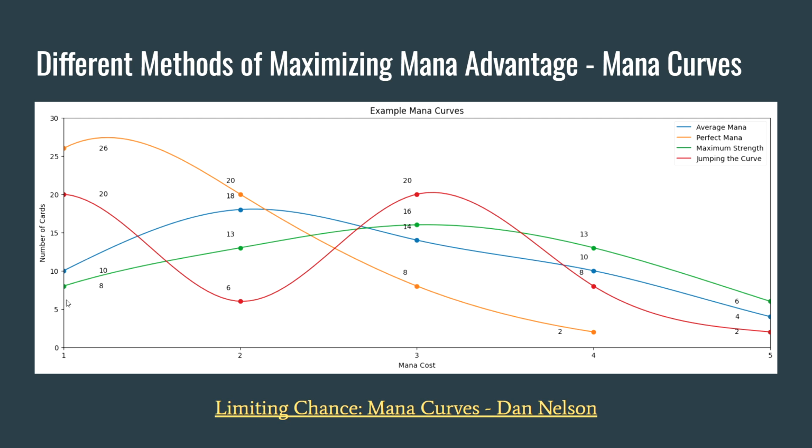If I want to play a deck that maximizes the strength of the cards that I'm playing every turn, I want to start low and ramp up until I hit my midway point, and then slowly curve out, go down from there. And then obviously if I'm jumping the curve, it's very obvious that I'm jumping from the place that I accelerate from to the place I'm accelerating to.